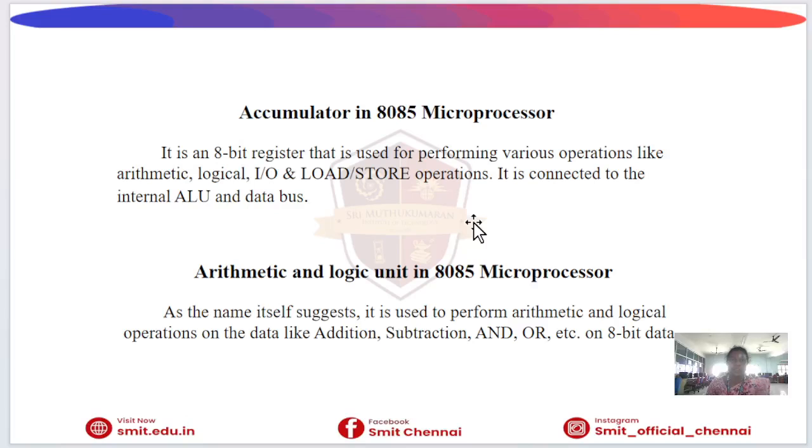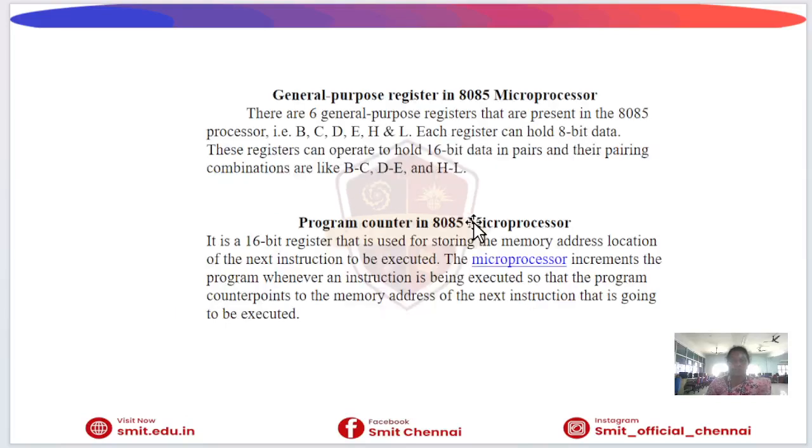The arithmetic and logical unit performs arithmetic functions like addition and subtraction, and logical functions like AND, OR, XOR. So it performs the actual calculations and logical operations. For example, 20 plus 10 equals 30. That is, the ALU performs the addition and stores the result in the accumulator. Then the general purpose registers and program counter.